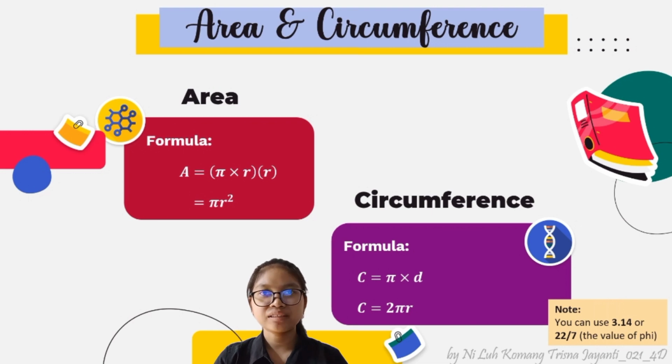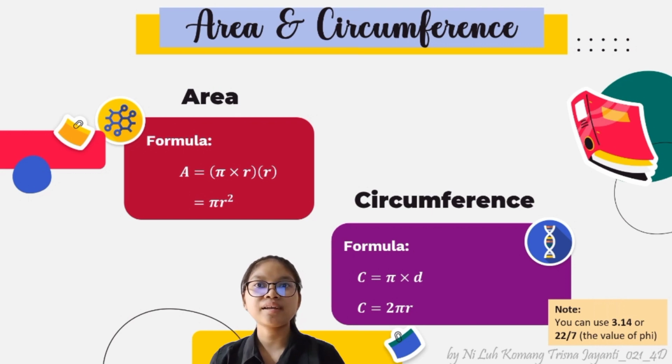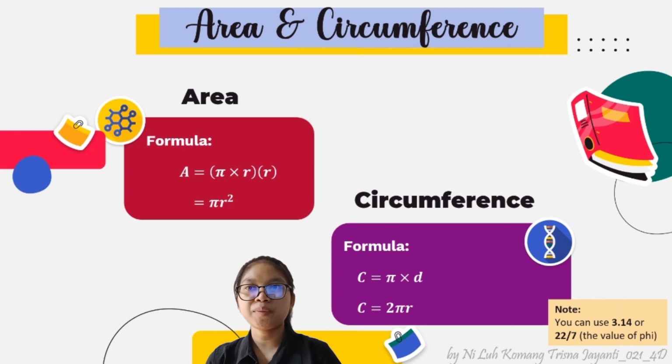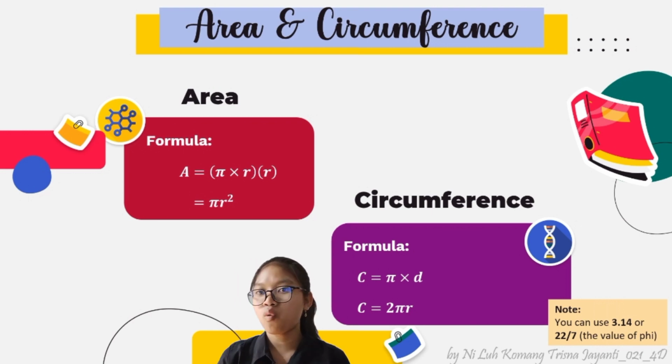While the circumference of the circle is defined as the distance around the circle. The circle formula to find the circumference is C equals pi d, where C is the circumference of the circle, d is the diameter of the circle, and pi is the mathematical constant with an approximate value of 3.14. Or we can also use the formula C equals 2 pi r.